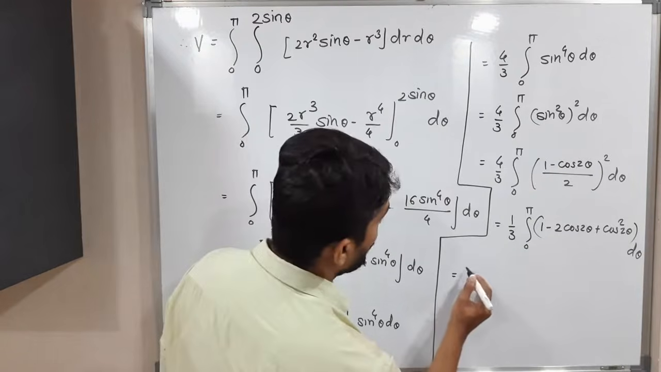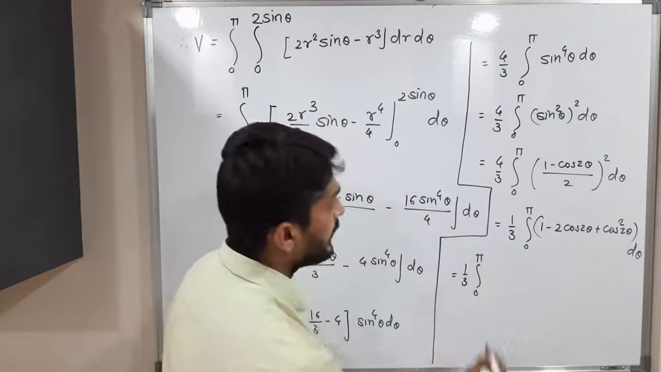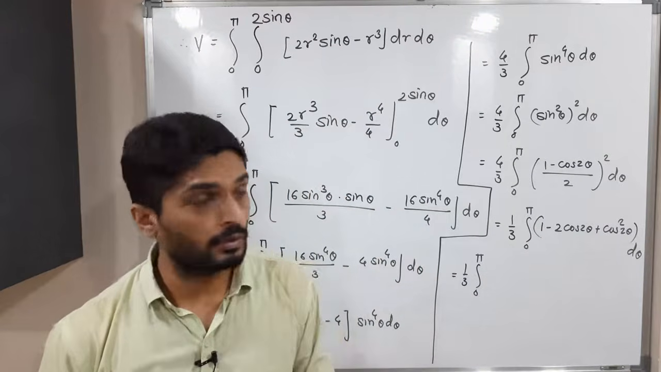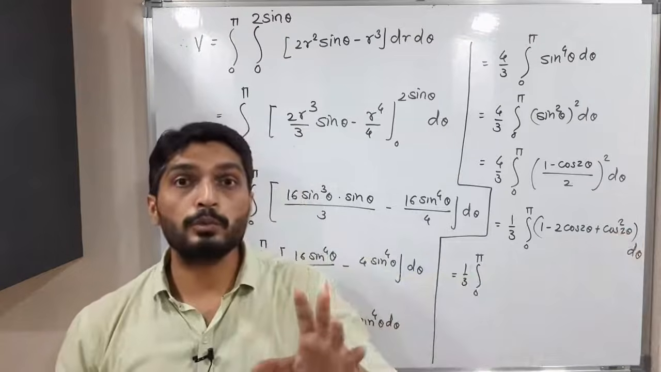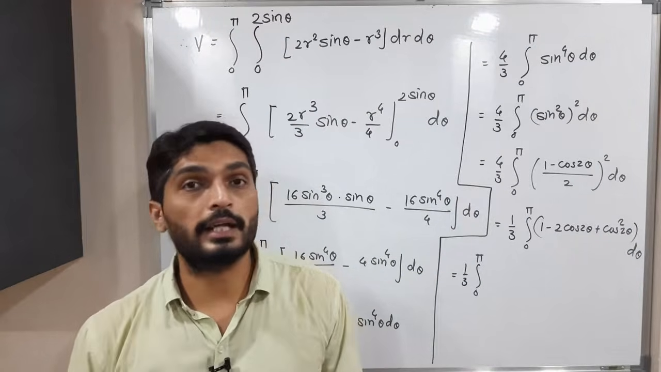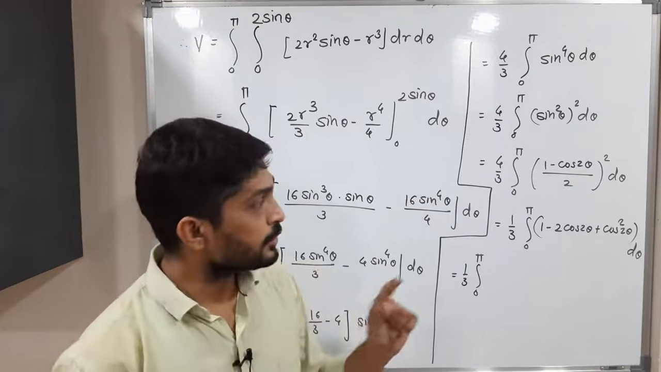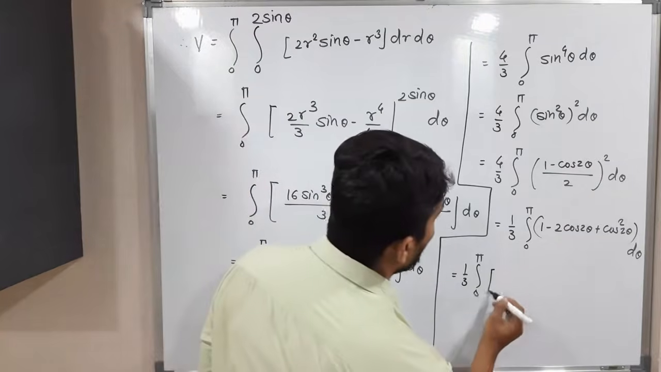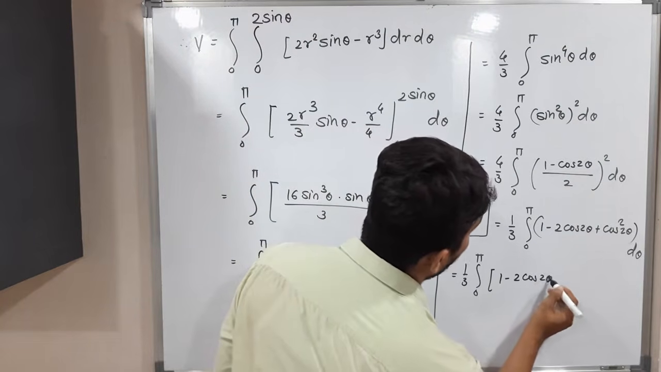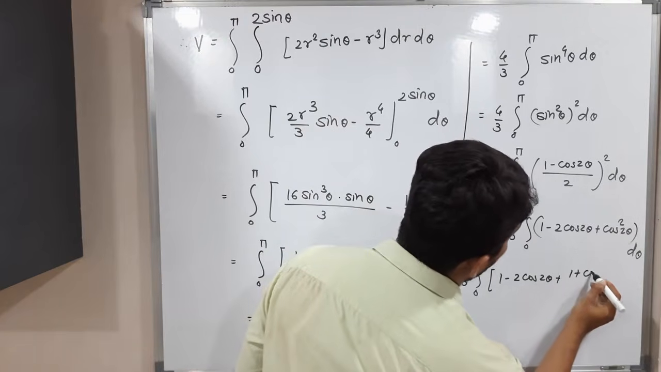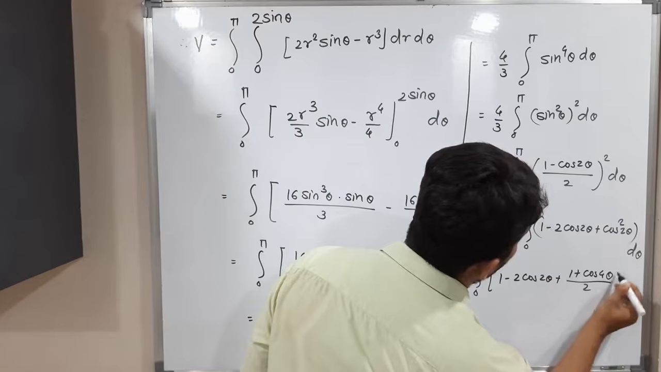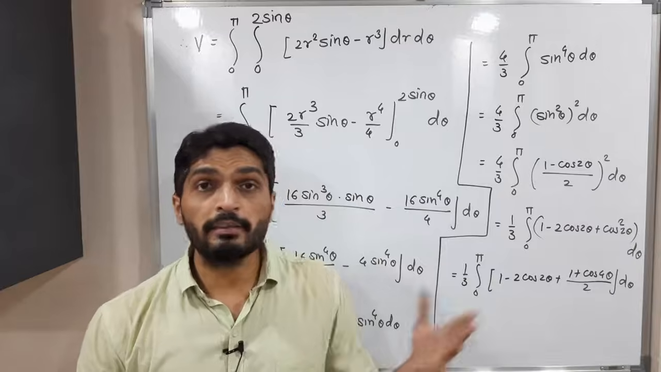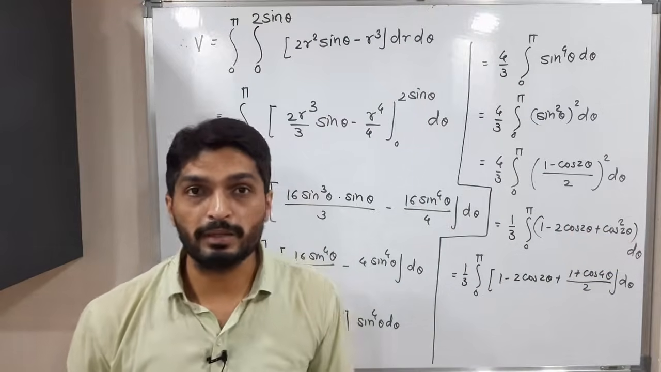So this is equal to 1 by 3, 0 to pi. We can easily find integration of 1, which is theta, integration of cos 2 theta, which is sin 2 theta by 2. But still we are confused about cos square 2 theta. We cannot find its integration directly. So again I am going to use the formula cos square theta is equal to 1 plus cos 2 theta by 2. So 1 minus 2 cos 2 theta plus 1 plus cos 4 theta divided by 2 d theta. I am writing cos 4 theta since we take the double angle, but already we have double angle 2 theta, so its double will be 4 theta.